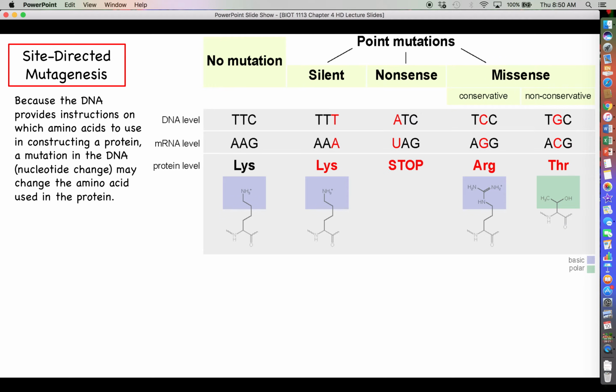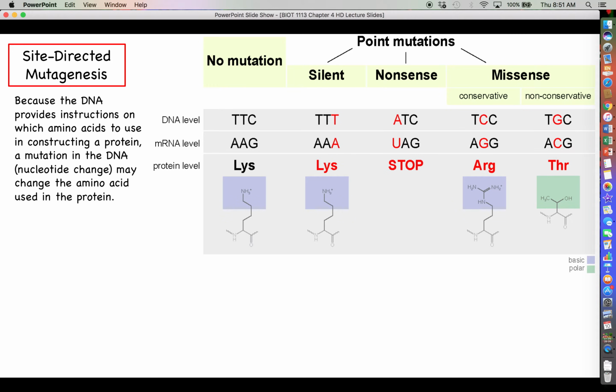So site-directed mutagenesis is useful for making what are called point mutations. A point mutation is a change in a single nucleotide. Now, this doesn't really have anything to do with some more widespread mutations like deleting whole sections of DNA or adding whole sections of DNA, flipping DNA sequences upside down. So this is from just changing one nucleotide at a time.